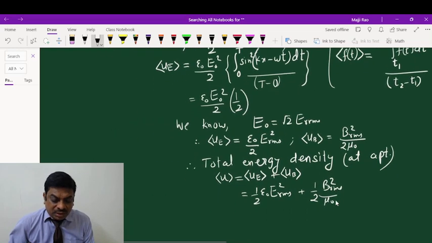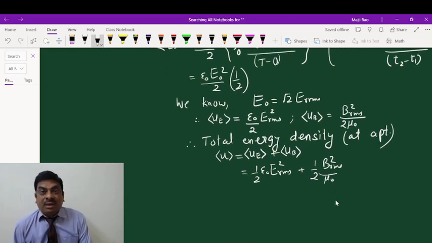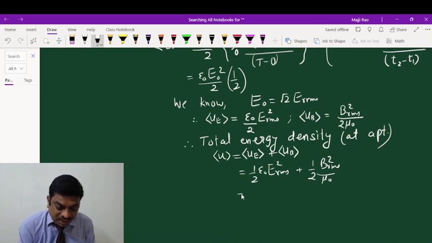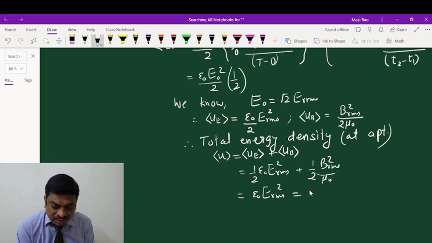As we know, students, the electromagnetic wave carries equal energy in the form of electric and magnetic fields. In other words, the contribution towards energy is equally between electric field and magnetic field. So on that basis, we can write this as twice of this, or twice of this.